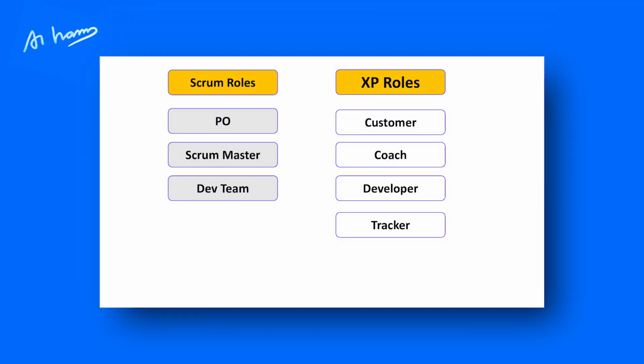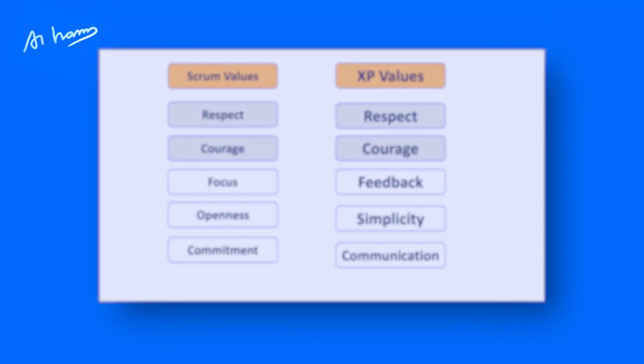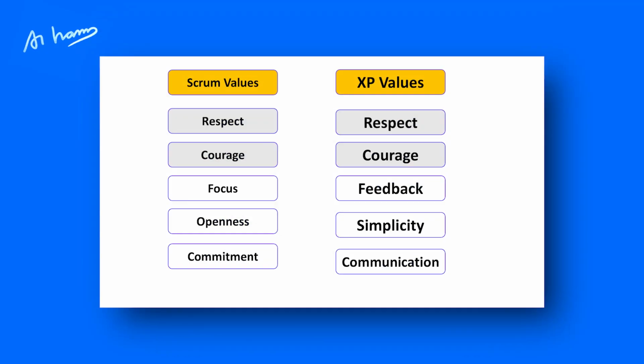Okay, then XP roles: we spoke about customer, coach, developer, tracker. I'm just repeating. Similarly, in Scrum, we have roles like the PO, the Scrum Master, and the development team. I've recorded a separate video on all these roles in Scrum. You can watch that video and get to know the roles in Scrum. So XP values: we saw that there are 5 values, respect, courage, feedback, simplicity, and communication. Of these, 2 are similar in Scrum. We have respect and courage in Scrum, and then we have focus, openness, and commitment. So these are the values between Scrum and XP.